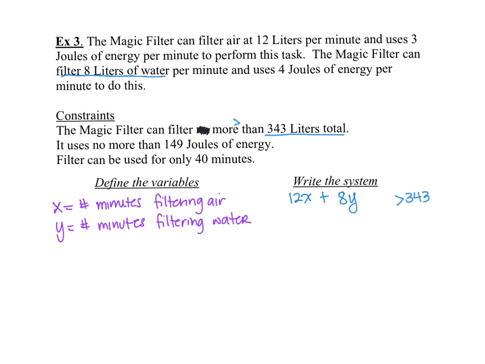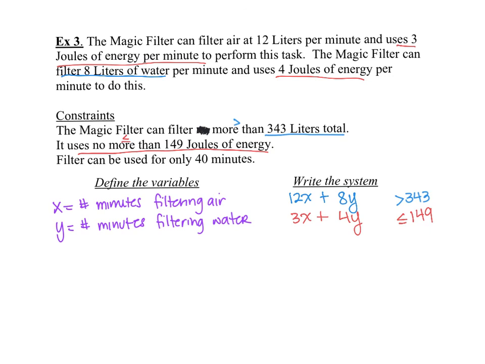The next constraint: it uses no more than 149 joules of energy. So if it's not more than 149, it could be less than 149, or it could be equal to 149. Now I'm looking at the joules used based on the number of minutes filtering air and the number of minutes filtering water. The air is at 3 joules per minute, so 3x. And then the water is 4 joules per minute, so 4y. This is my second constraint.